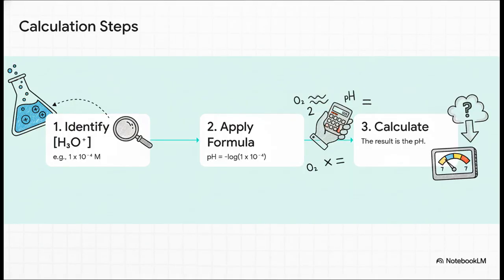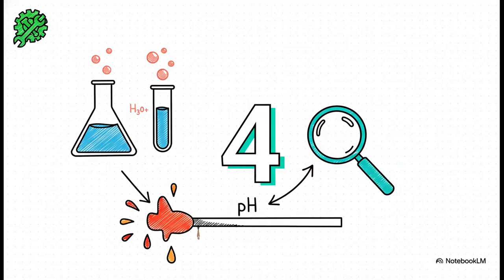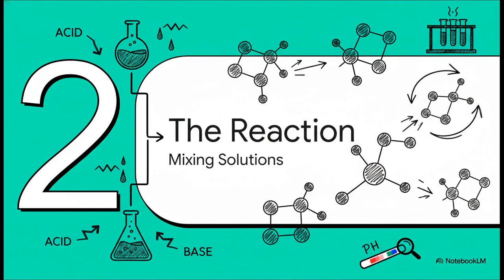So let's put it to work. Step 1, you just need to know the hydronium ion concentration. Let's say it's 1 × 10^-4 molar. Step 2, you literally just plug that number into our new formula. That's it. Punch it into a calculator and you're done. And boom, the pH is 4. Exactly where we'd expect it to be, right on the acidic side of our scale. See? First tool in the belt. Easy as that.